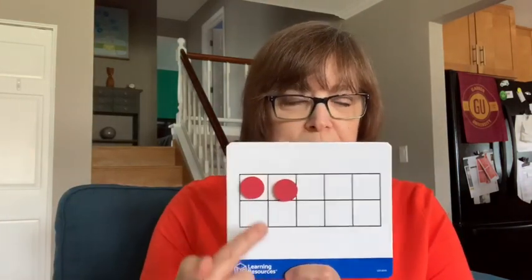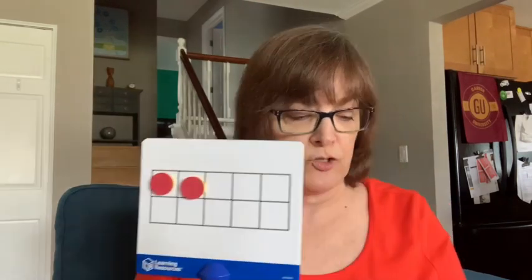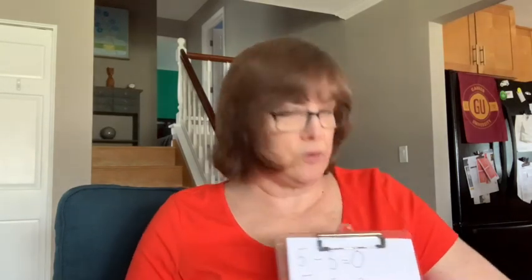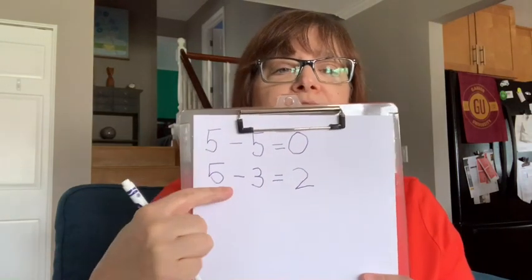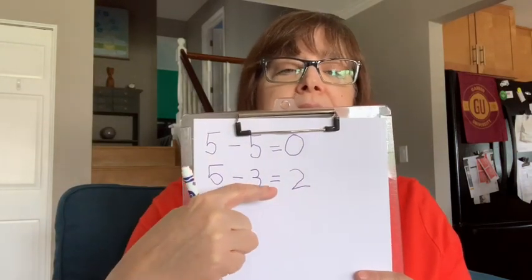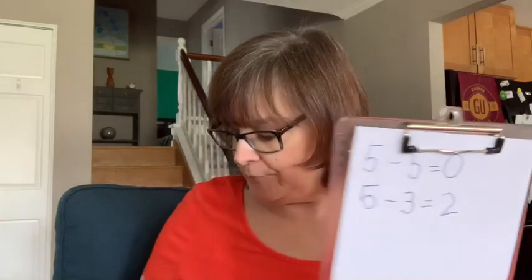You should be able to supersize that. That's correct. There are 2 left. So then we put 2 next to our equal sign. So 5 minus 3, or 5 take away 3, equals 2. Good job, friends. Let's try another one.